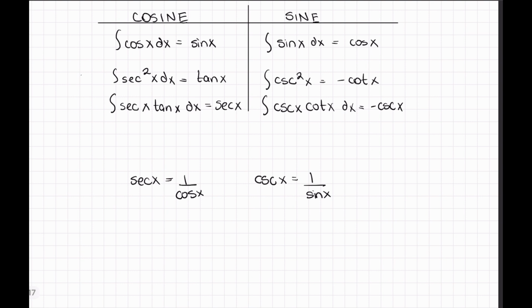So let's go through these rules. Cosine x is going to be related to sine of x, right? And it goes the other way too. The antiderivative of sine of x is going to be cosine of x. Next, secant squared is tan x. Cosecant squared is negative cotangent x.